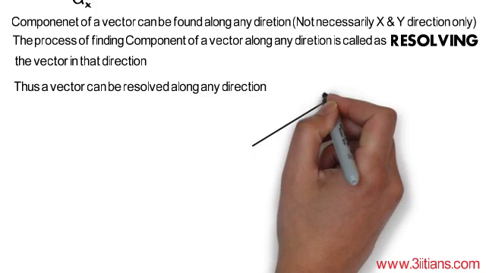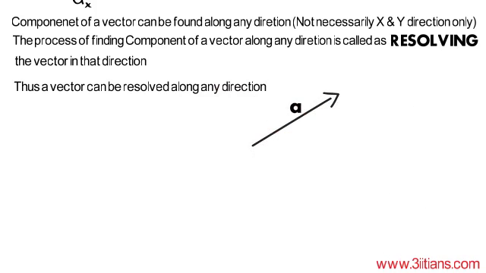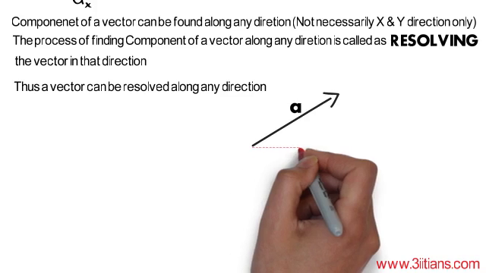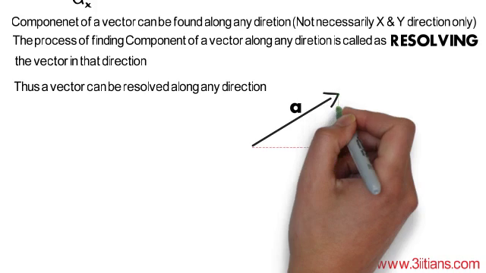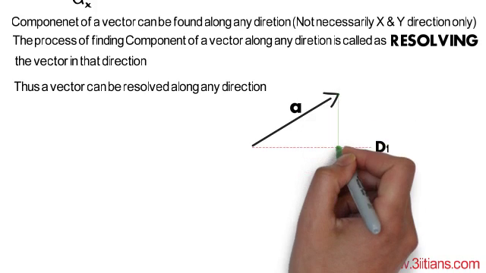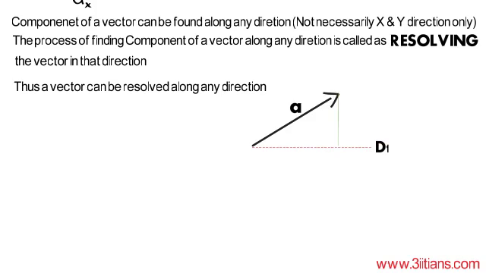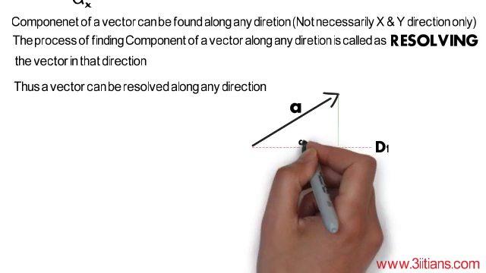So let us say this is a vector A and let us choose any direction D1. We want to find the component of the vector along this direction D1. We will drop a perpendicular from the head of A onto the direction D1. The length from the tail of A to the foot of the perpendicular will be the component of the vector along that direction. Let us call it A1.